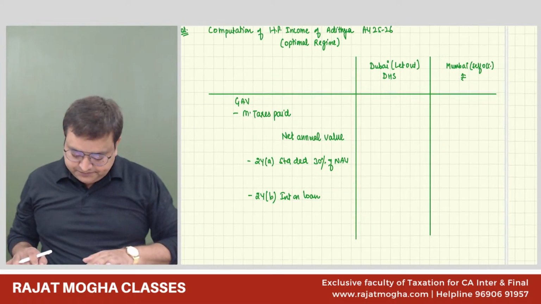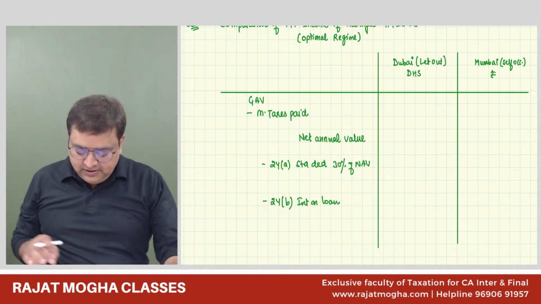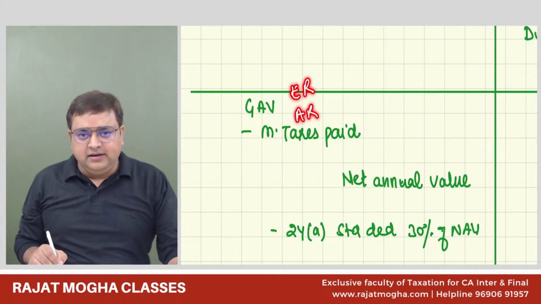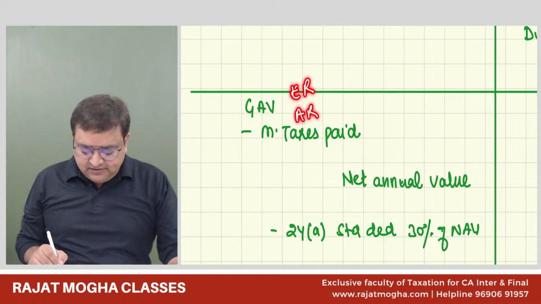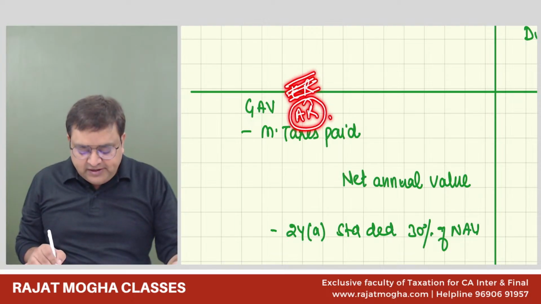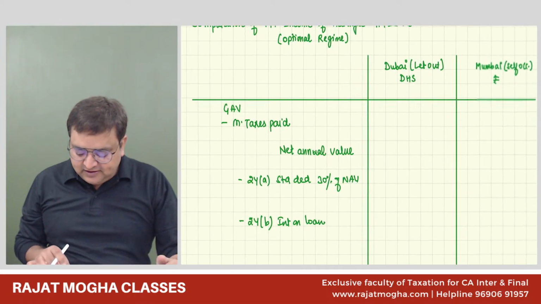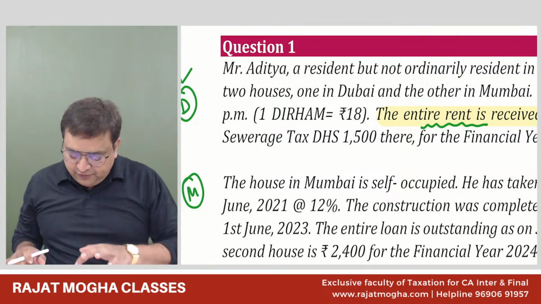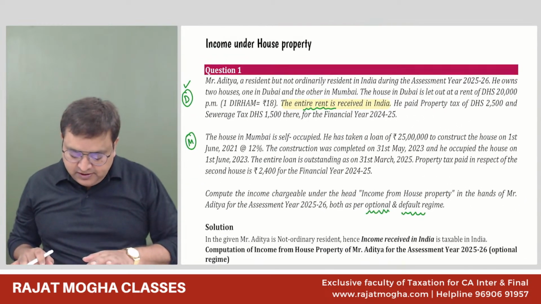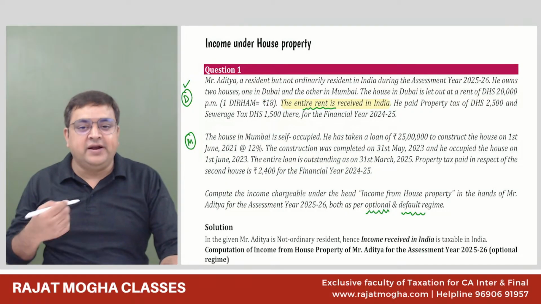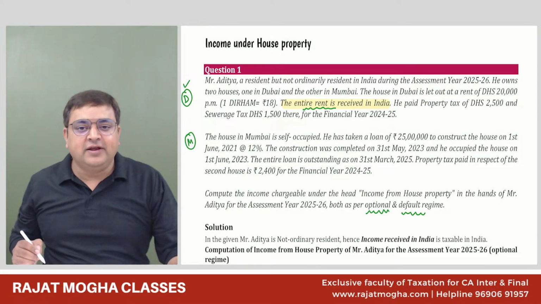Okay. Now, let us compute for the Dubai house. We understand GAV is expected rent or actual rent, whichever is higher. Generally, in 90% of the cases in your examination, you might not get the details for the expected rent, so you have to take the actual rent only. So actual rent is the GAV. Let us concentrate one by one, starting with the Dubai house. In the question, nowhere is the information of municipal value, fair rental value, or standard rent given. So we don't have the information for expected rent.